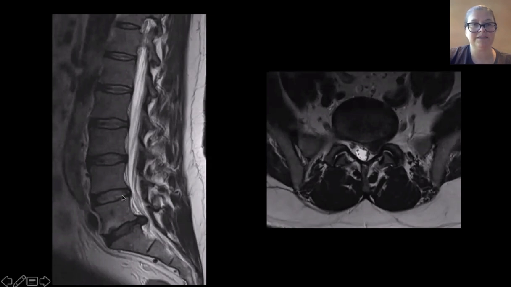Vertebral body heights, bone marrow signal. Okay, well, I've got some bright signal here on T2. I'd pull up my T1 sequence. Is it also bright? That's Modic type 2 degenerative change. Is it dark on the T1? That's going to be Modic type 1 degenerative change.